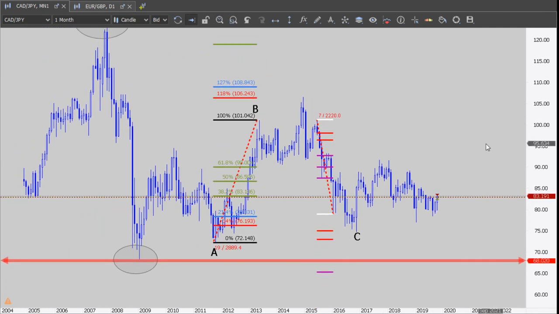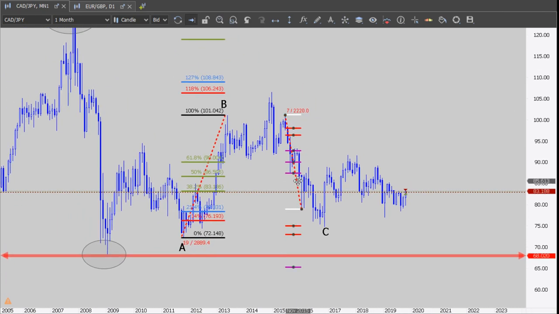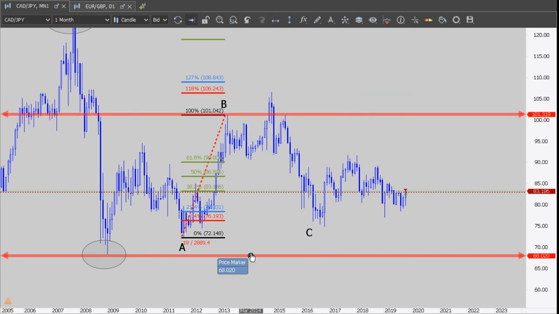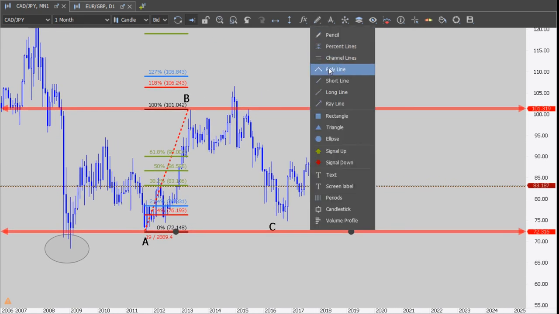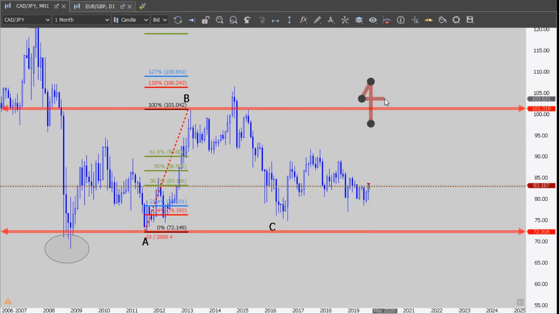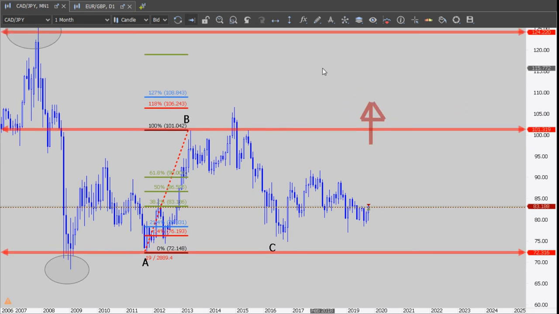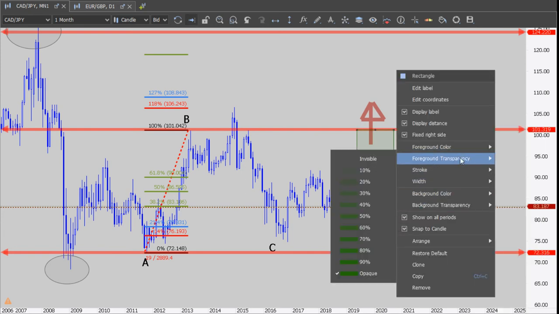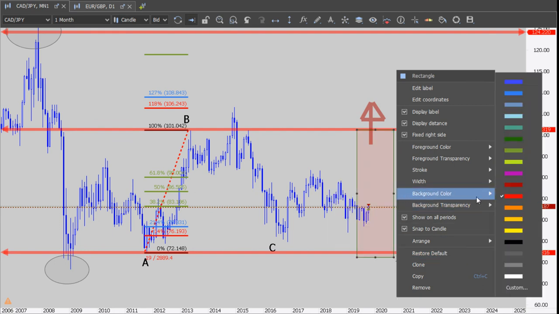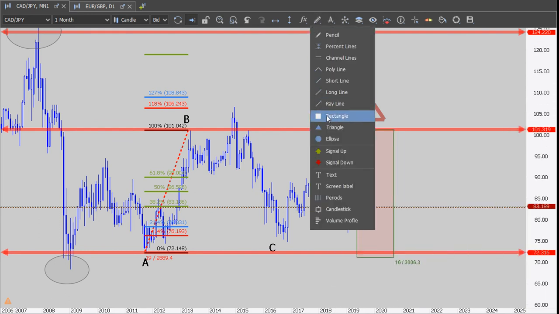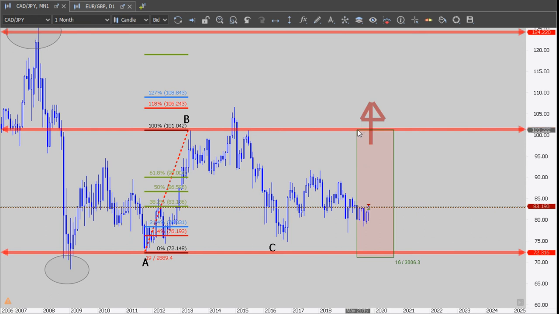Okay, this is the Canada JPY monthly chart, and this is the A and this is the B. If you enter above the B, you are going to have a risk reward problem. This is going to be your risk if you put the stop below the A, and this is your reward.